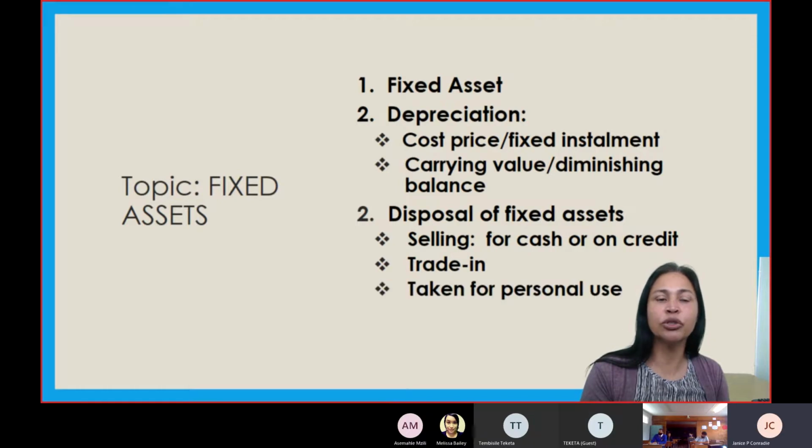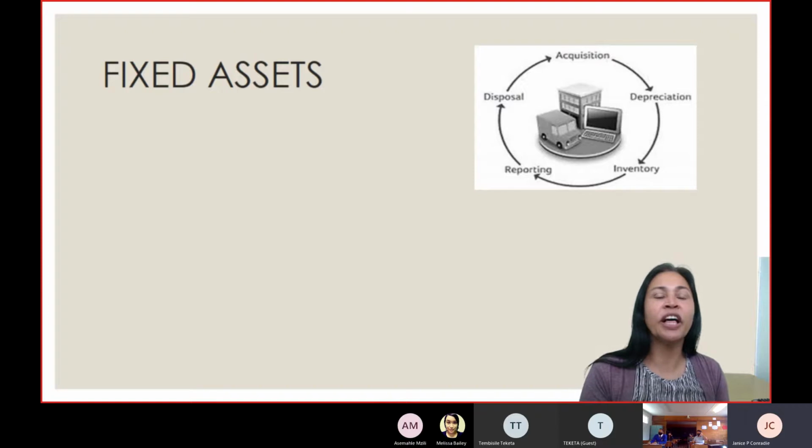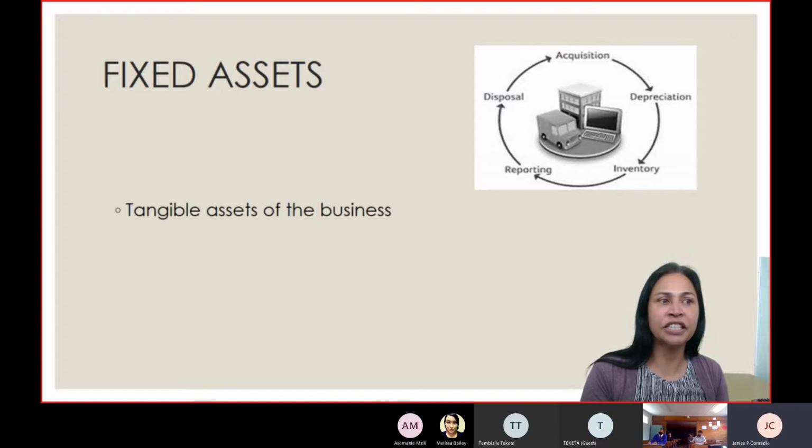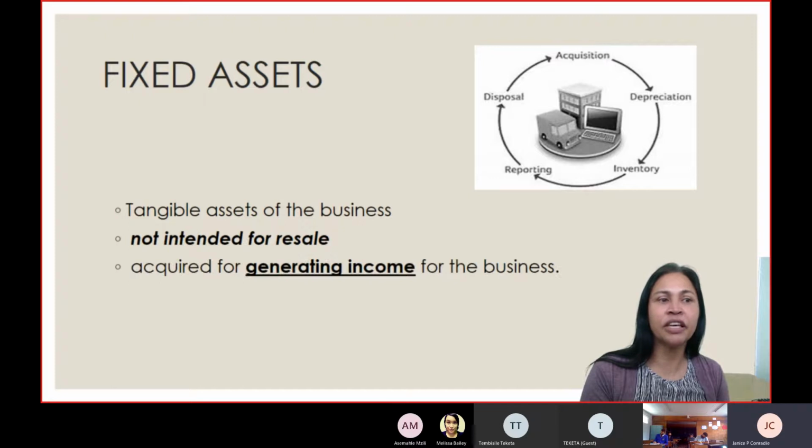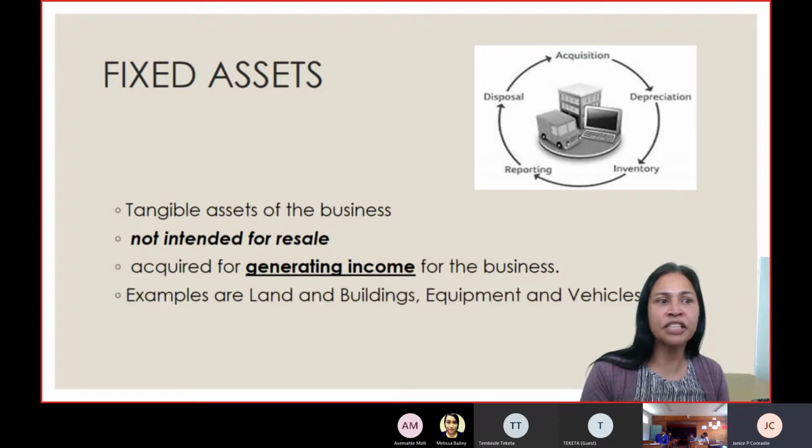The other option is to take it for personal use, and by now we all know personal use means that we have drawings involved. It is also important that you know the definition of a fixed asset. So fixed asset, also known as a tangible asset, is intended for generating income and not for resale purposes. And that is important. We also have the different types of fixed assets, which is our land and buildings, equipment, and our vehicles.